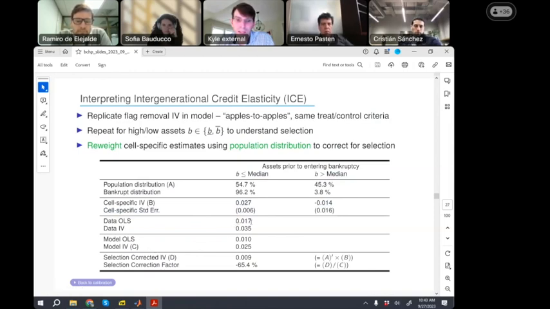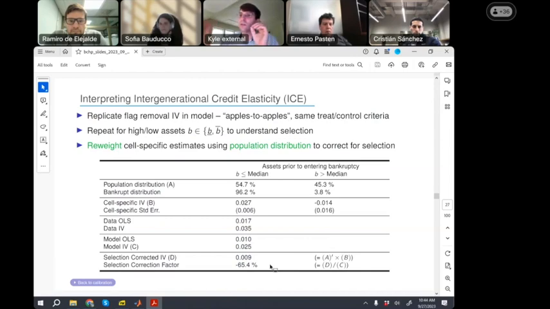And this is the data OLS, and this is the data IV. This is the model OLS, and this is the model IV. So in the IV, the credit flag removal, because of the selection to the sample, it's larger than the OLS coefficient. And when we correct for selection, the selection corrected model estimate lies almost on top of the OLS estimate, slightly smaller. But what you need to do is take the IV coefficient and downweight it by 60% to correct for selection.